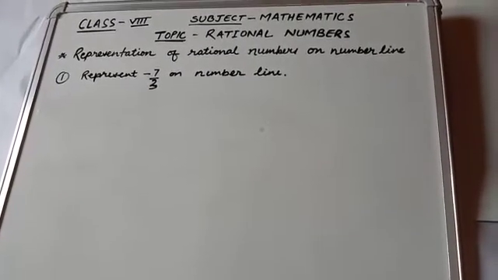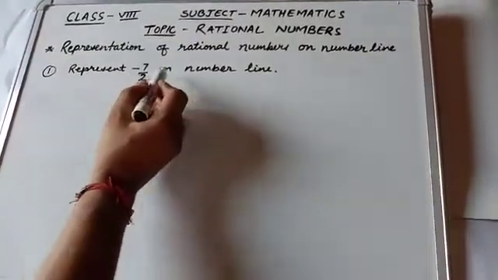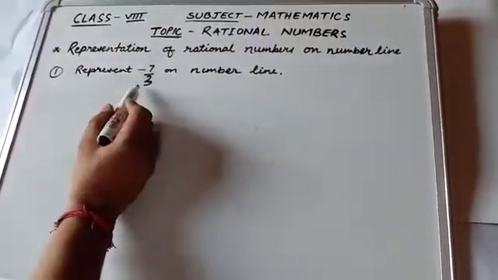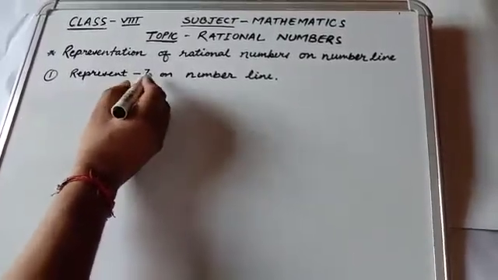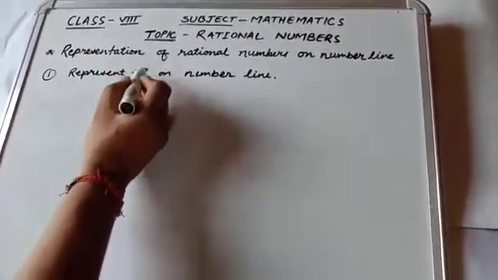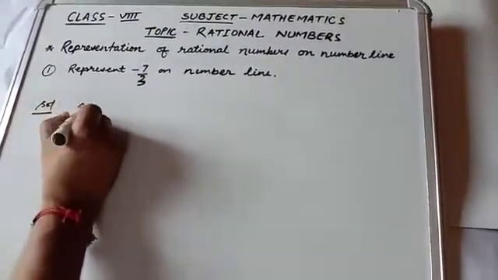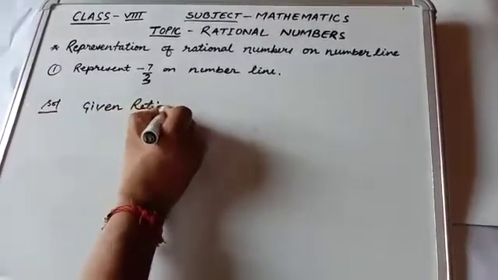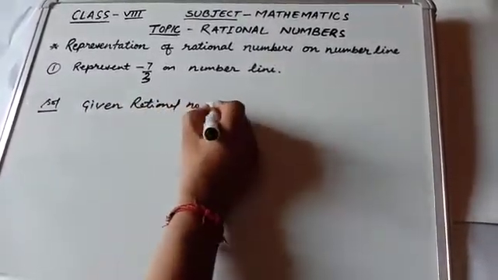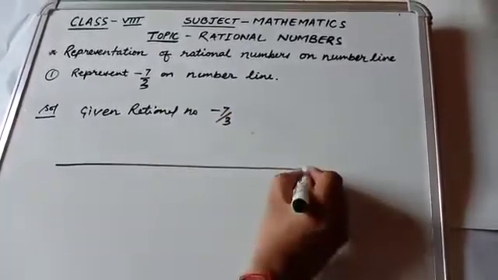Student, now I will take one more example. Represent minus 7 by 3 on number line. This time I have taken the negative rational number. So just you will see that how to represent a negative rational number on number line. Solution is, student, given rational number this time is minus 7 by 3. So first we will draw a number line.